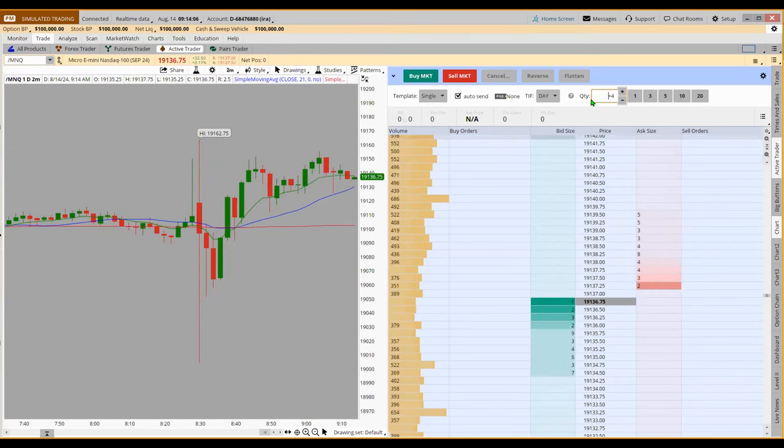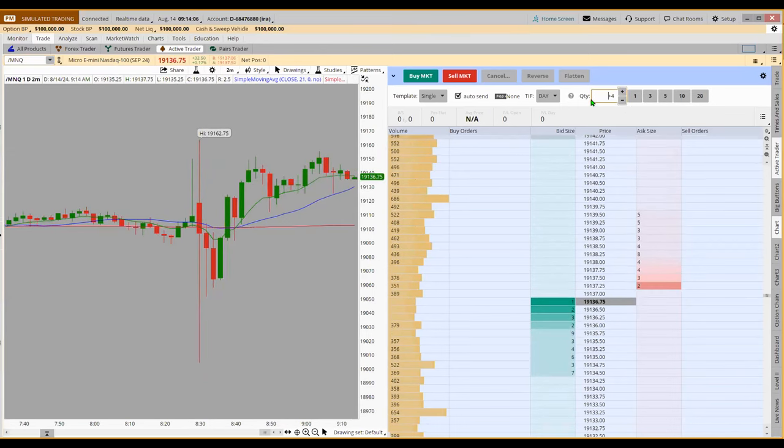NASDAQ closed the first 1 hour candle below the 10 EMA. And it's really just now, just seconds ago, that it broke below this level at 19,000. This is a 1 minute bar right here, seconds ago. Now, because we broke the 19,000, I wanted to see it crush a little bit more.